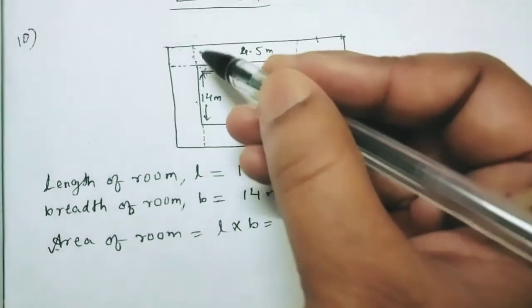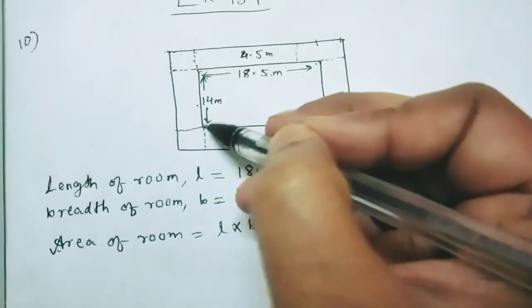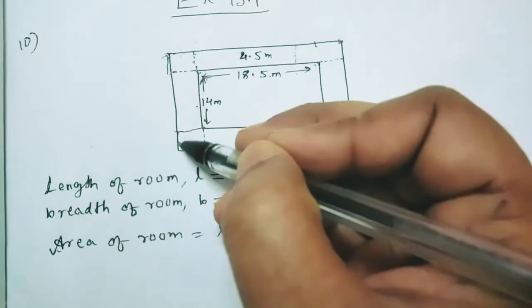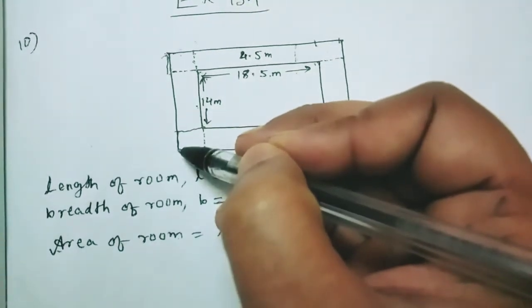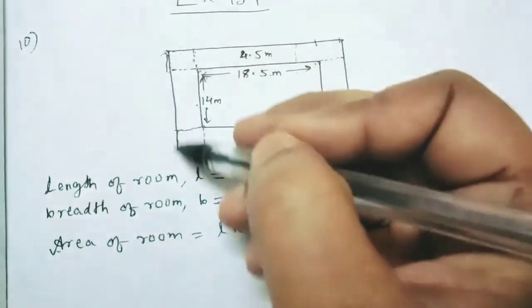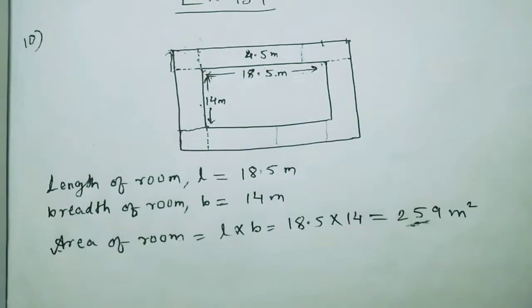And breadth is how much? 14 meter is the breadth from here to here. Now here 4.5 and here also 4.5, because the width of the veranda is 4.5. 14 plus 4.5 plus 4.5, it is the new breadth of this total figure. Okay. So in this way you have to write it first.